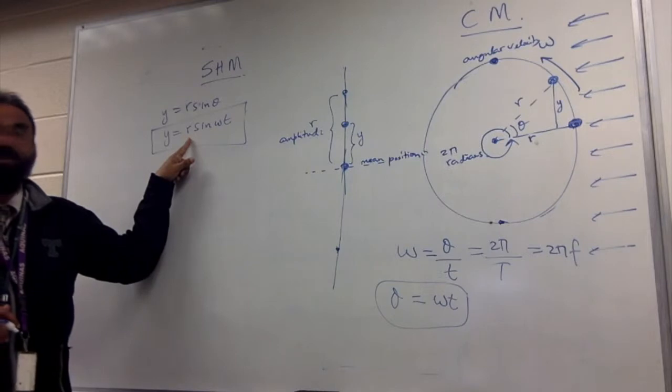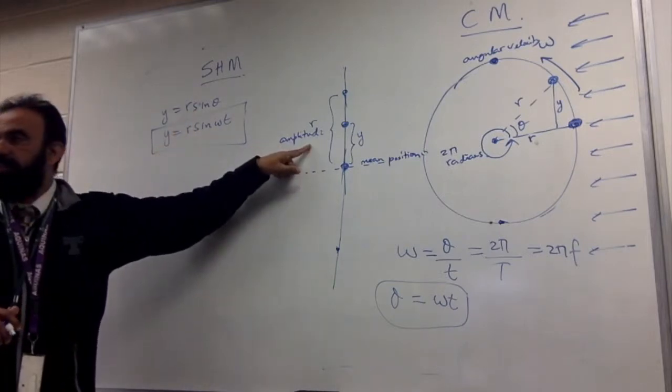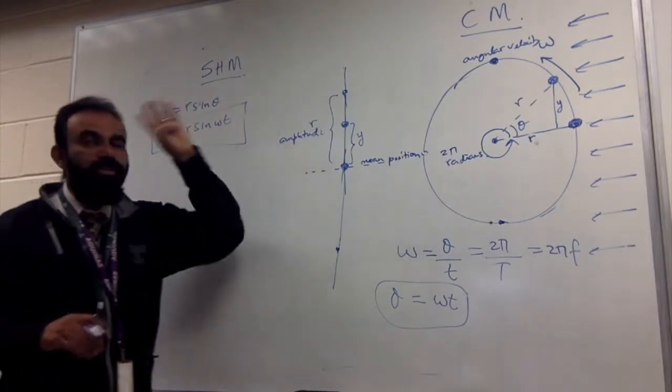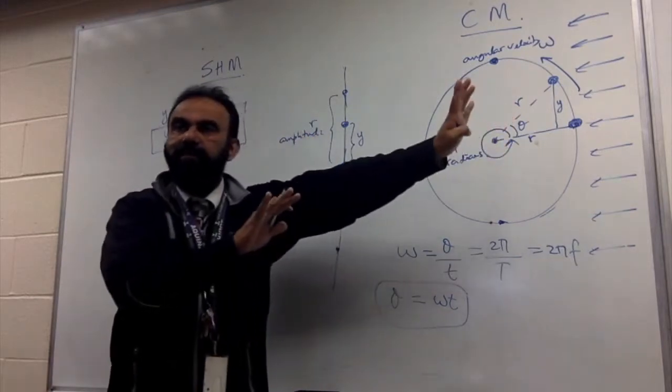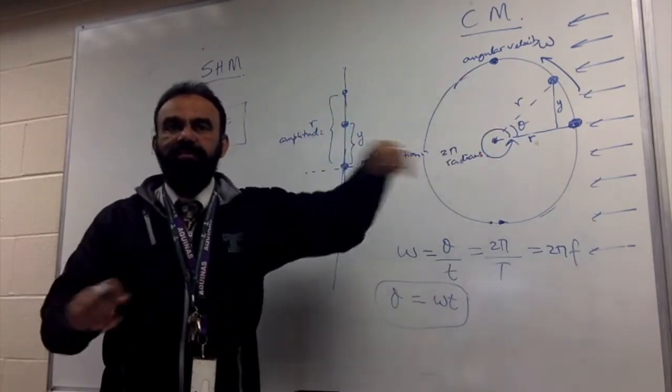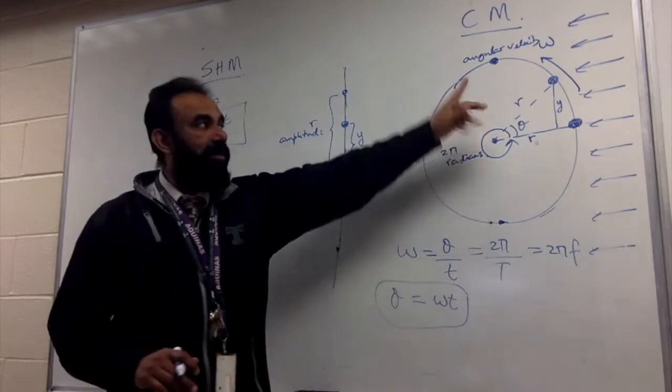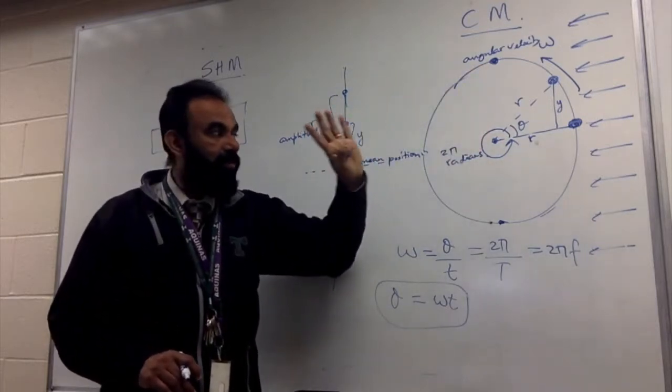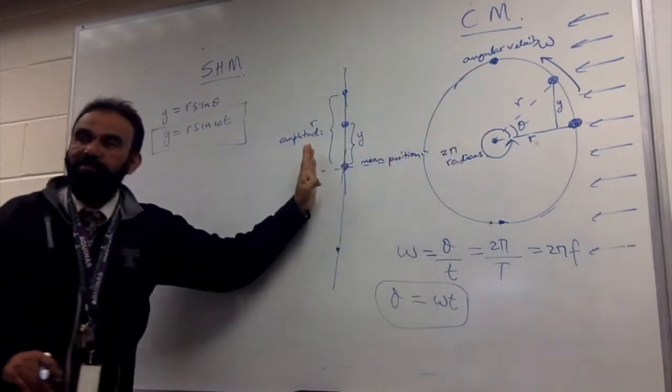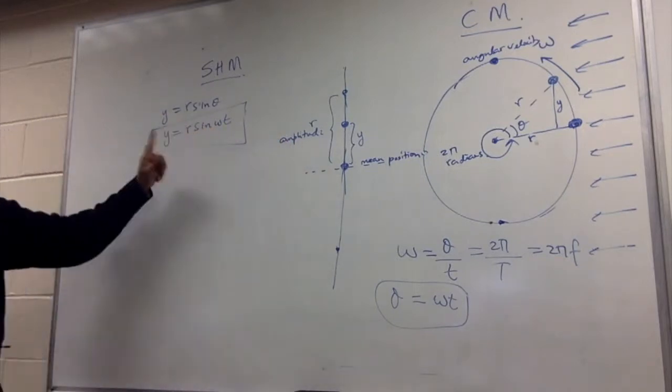Radius. Amplitude. R stands for amplitude. So switch off your circular motion completely, because we're not going to talk about radius, or anything else, or angular velocity also. We are completely off from there. Now we are switching completely to simple harmonic motion.